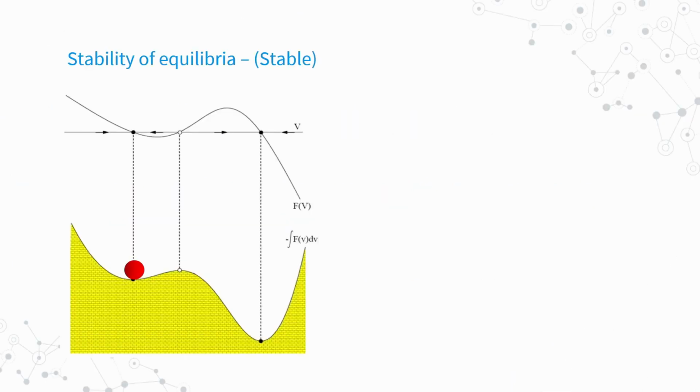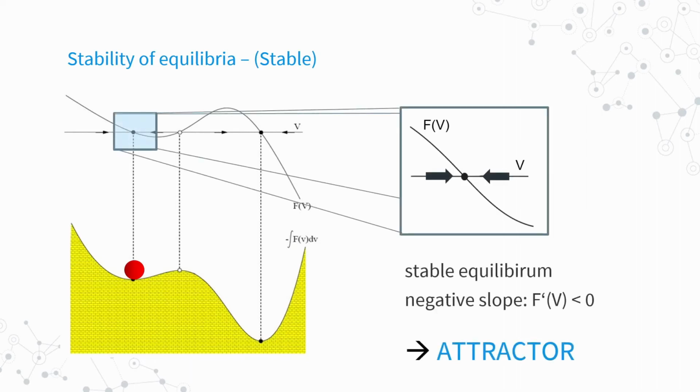The stability of an equilibrium is determined by the signs of the function around it. The equilibrium is stable when f of v changes the sign from plus to minus as v increases. Thus, it exhibits a negative slope. Obviously, for the system, all trajectories evolve towards the origin. Such an equilibrium attracts all nearby solutions, and it's called an attractor, here indicated by solid circles.